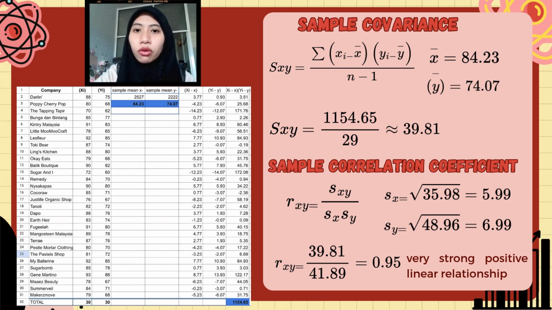Then, we need to find the standard deviation for both variables, which is 5.99 for satisfaction and 6.99 for retention. Then, the sample covariance divided by the product of both standard deviations equals 0.95. This value shows a very strong positive correlation.